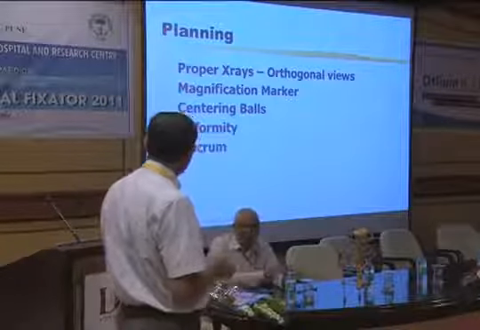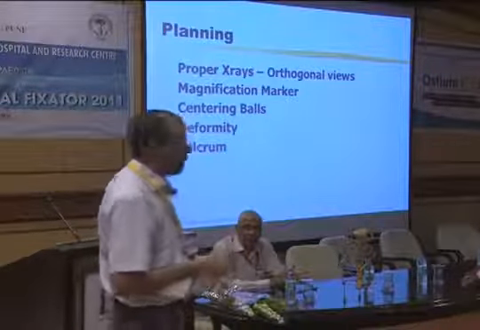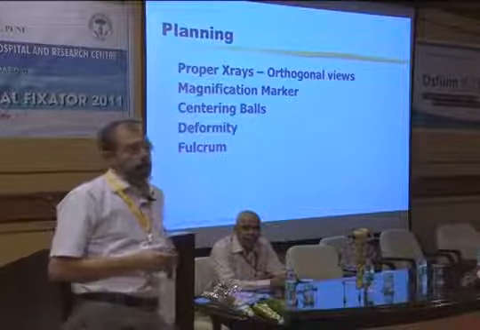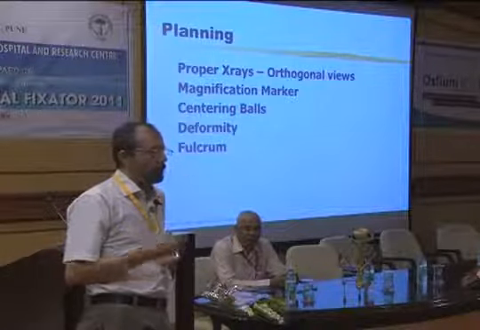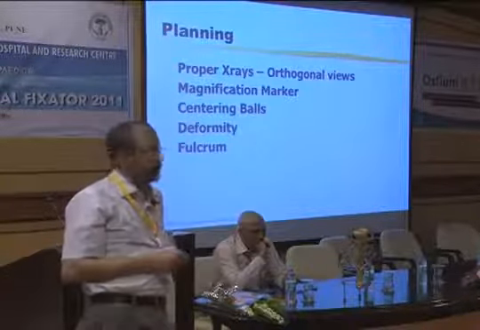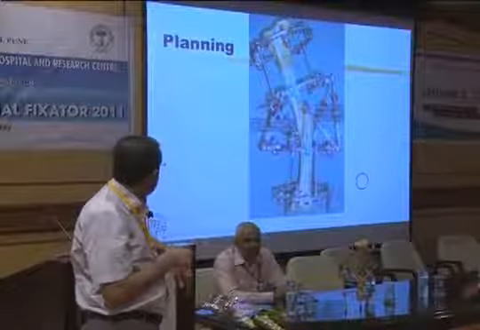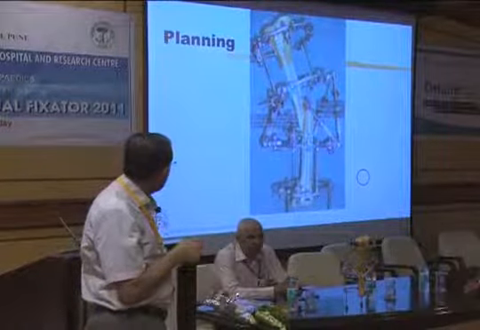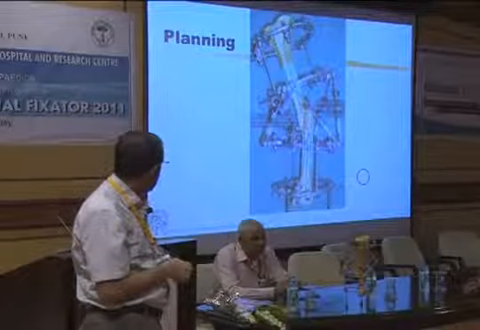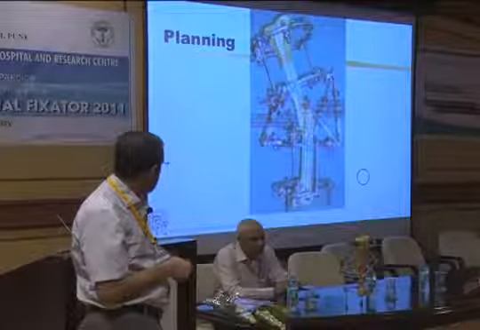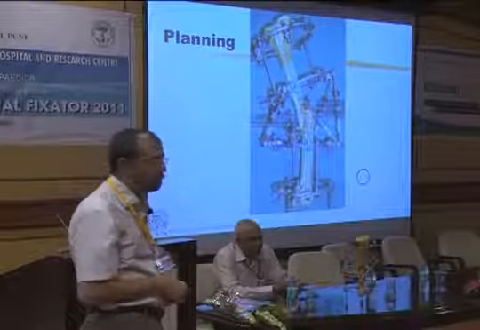There are some specific centering balls which come with the set which has to be used. And then you have to decide what is the deformity and what is the fulcrum that I am going to use. Fulcrum is the point around which I am going to turn it to correct the deformity. So that's an X-ray, you can say. So that's the proximal axis, that's the distal axis, both of them meeting over here. So the angulation point is over here, and that is so much of translation.